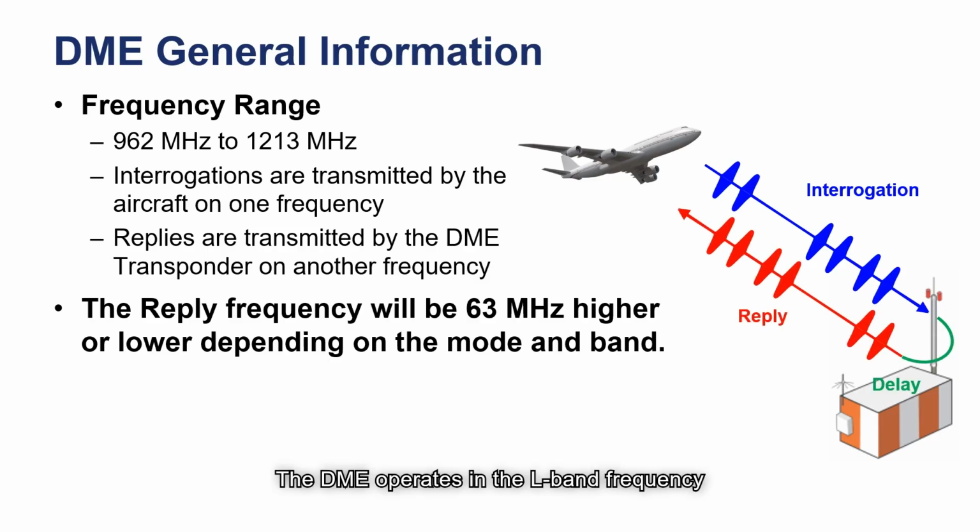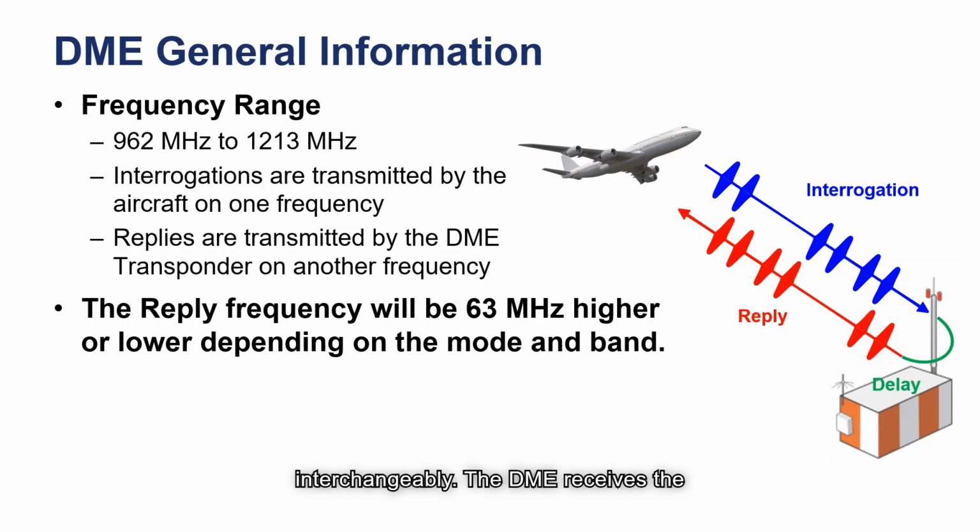The DME operates in the L-band frequency range from 962 MHz to 1213 MHz in 1 MHz spacing. The aircraft interrogates on the receive frequency or interrogation frequency. Both of these terms are used interchangeably.